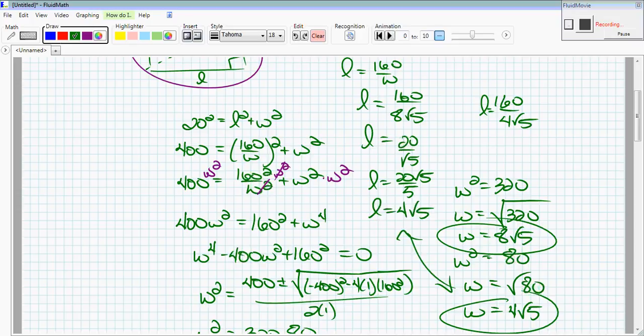So again, these match up as 8 root 5 for the width, 4 root 5 for the length, and over here 160 divided by 4 is 40 root 5 over 5, which is 8 root 5. So depending on which length or width you use, the other one is the other value that we found. So that's how you solve question 50 on the AdvPrecalc homework.